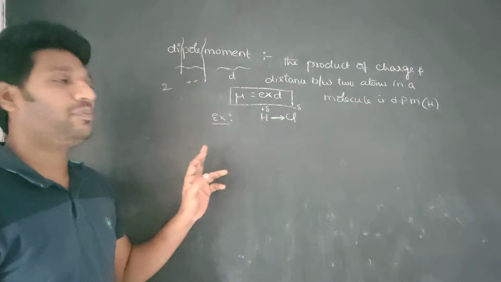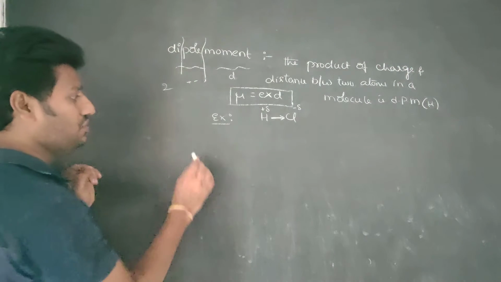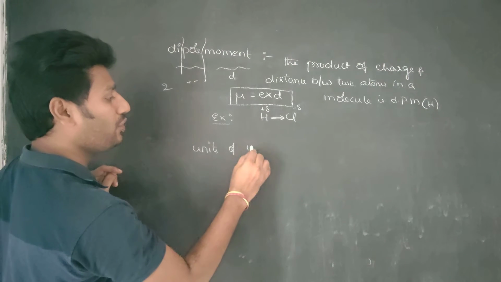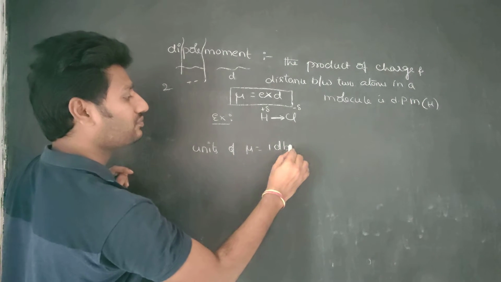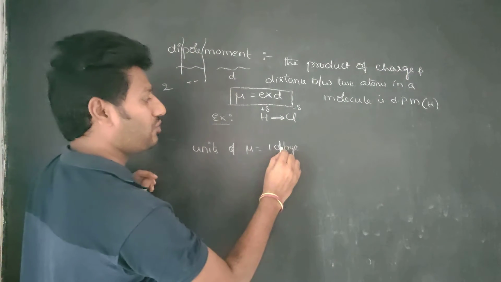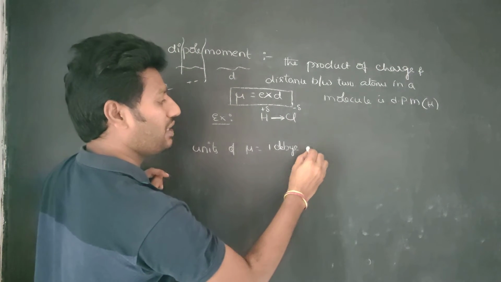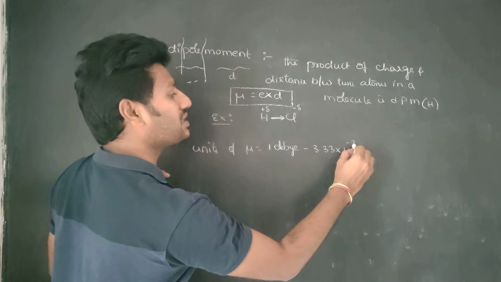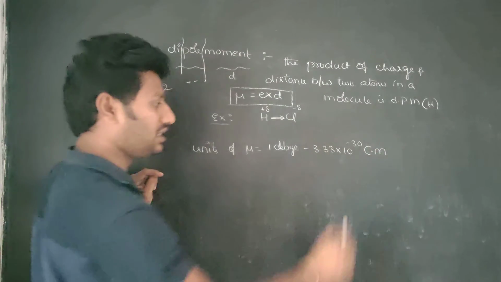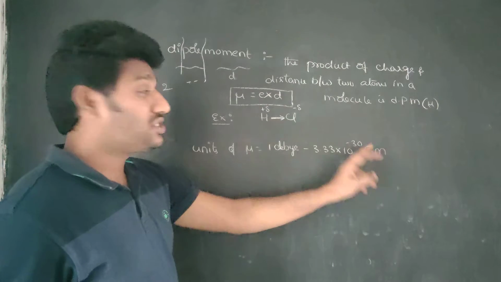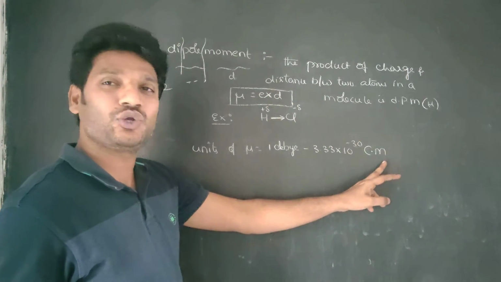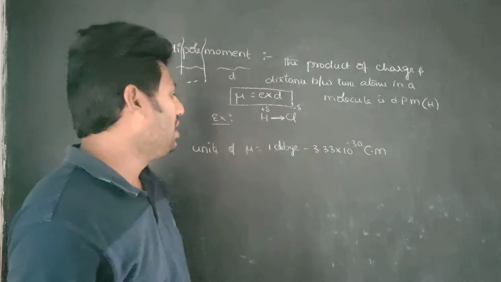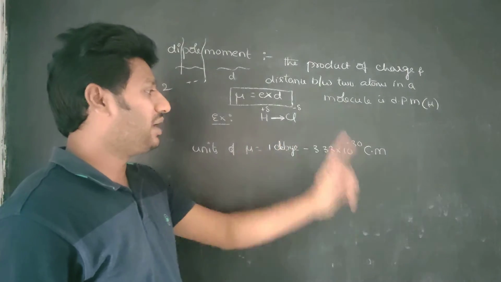Now I have two applications. And there are units also. So the units of dipole moment, units of mu, is 1 Debye. 1 Debye is equal to 3.33 into 10 to the power minus 30 coulomb meters. Coulomb is the charge of the electron and m is meters, the distance. So this is the unit of the dipole moment, mu is equal to 1 Debye. We write it like this.